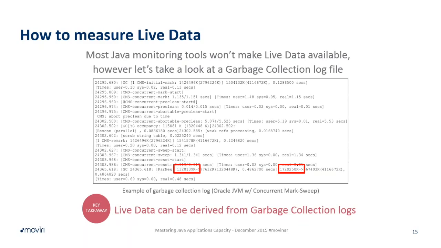In this slide, you can see an example of a garbage collection log from an Oracle JVM with a specific garbage collection algorithm. The good news here is that we discovered that it is actually possible to calculate live data, which is the real memory footprint of your Java application, directly from garbage collection log information.